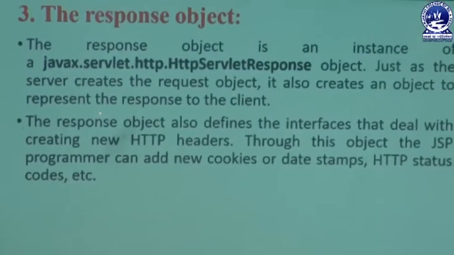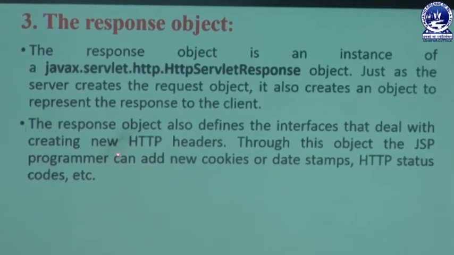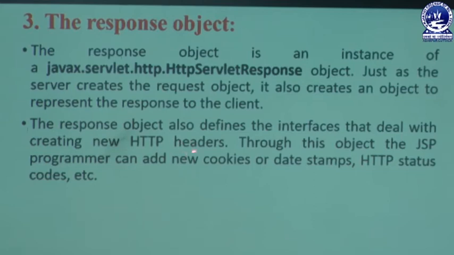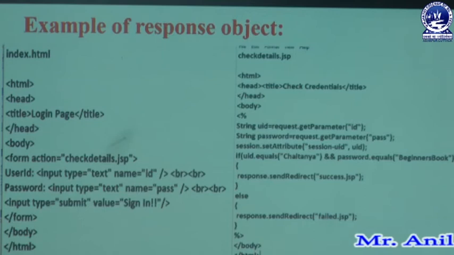Now we can focus on the slide. In that slide we are going to define that the response object also defines the interface that deals with creating new HTTP headers, and through this object the JSP programmer can add new cookies or date stamps, HTTP status codes, etc. By using that HTTP header section, which helps us take our response from the server section to our client section. Now we are going to define some examples which are related to our response object.